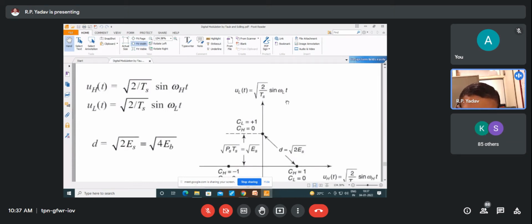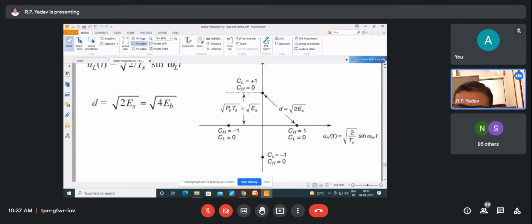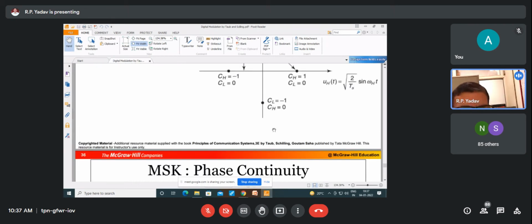The signal space representation for the MSK signal: this is my orthonormal function, √(2/T) sin ω_L t, and this is √(2/T) sin ω_H t. So this is the orthogonal representation for my MSK signal. Any question you want to ask?